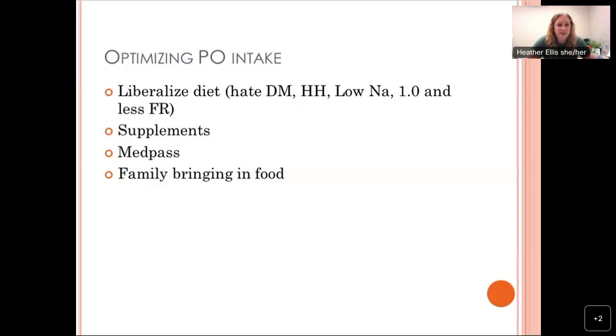And then family bringing in food. We also do try and ask the patient's family to bring in food if they really are struggling. Some patients will even order in their own food occasionally. We just want them to eat, and whatever that looks like, we're happy with that.